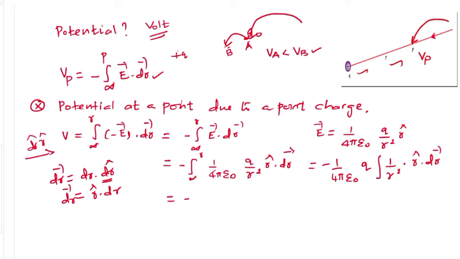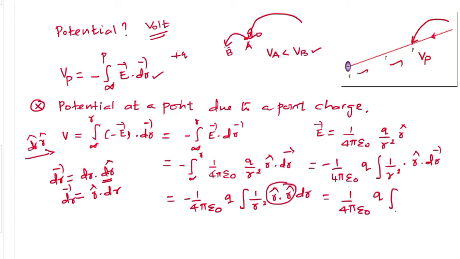So how can I write this? 1 divided by 4 pi epsilon 0, q into integral 1 by r square, r cap dot dr vector. What is dr vector? R cap into dr. So r cap dot r cap becomes 1. So I can finally rewrite this equation: 1 divided by 4 pi epsilon 0, then q, then integral from infinity to r of minus 1 by r square into dr. That's all. No vector quantities remain. So then finally I can get this result.